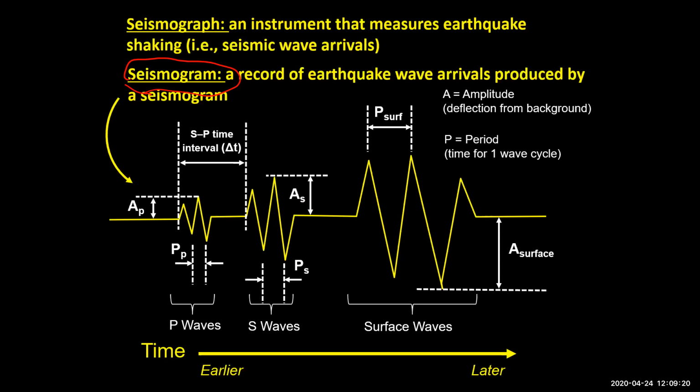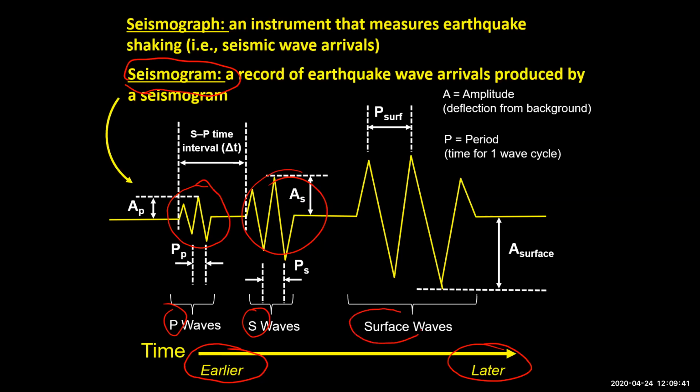So time is going to be read from left to right. Earlier times are on the left, later times are on the right. And as we talked about before, the first set of squiggles to arrive are the P waves. The next set are going to be the S waves, followed lastly by the surface waves. Three measurements you need to know how to make in general on this diagram.